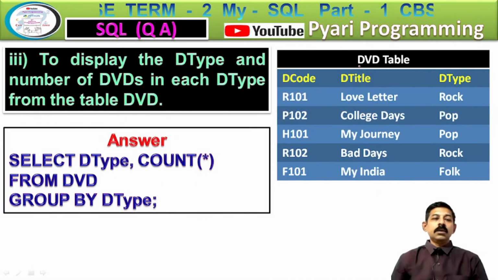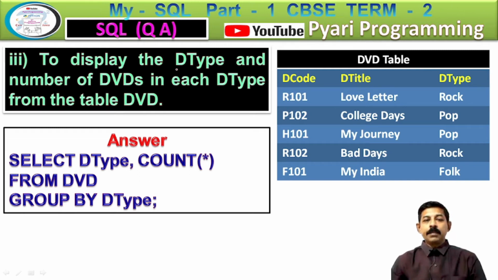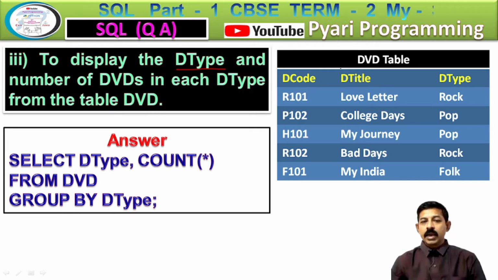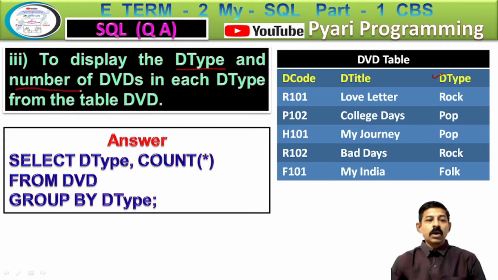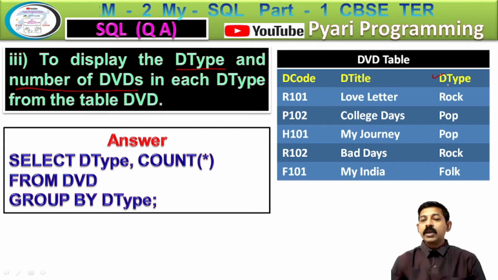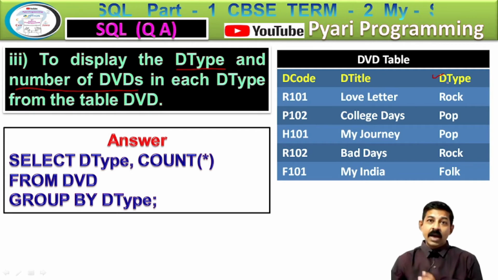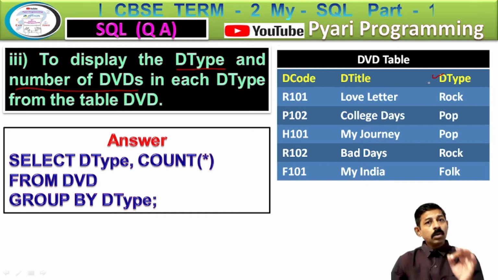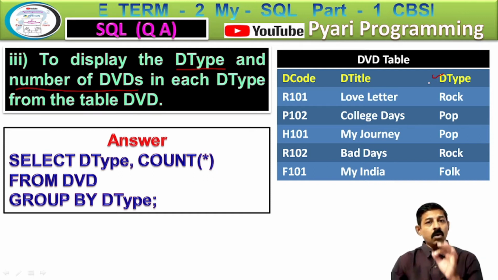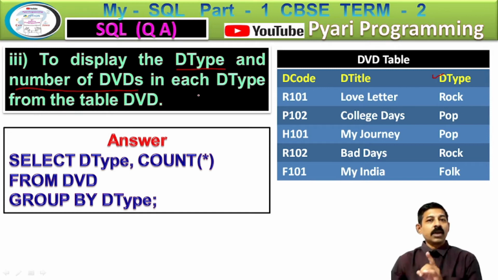Now let's see. This time the query says to display the D type. Check it out. Is there any column called D type? Yes, we have a column called D type. And number of DVDs. Now it is talking about number of DVDs. We don't have any column called number of DVDs. We need to count how many DVDs are there. If it is talking about all the columns, all the records, all the rows, then we need to put star for the count.